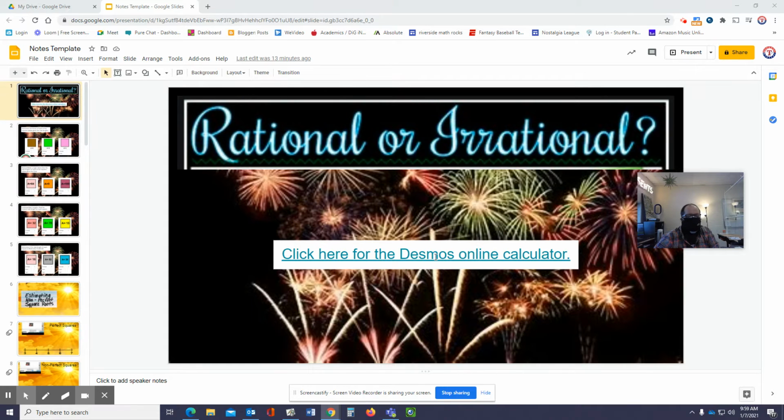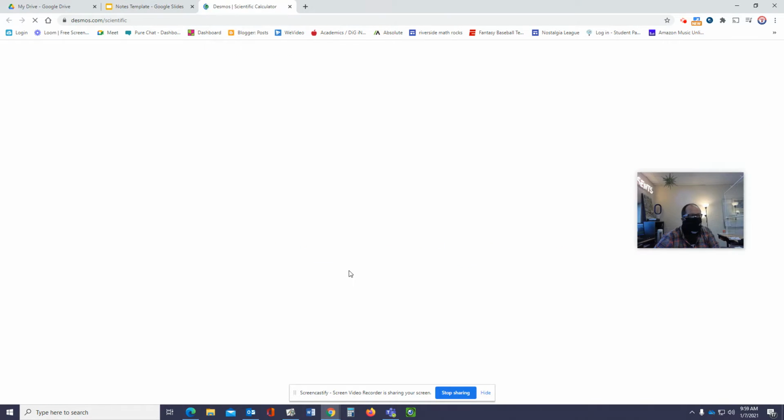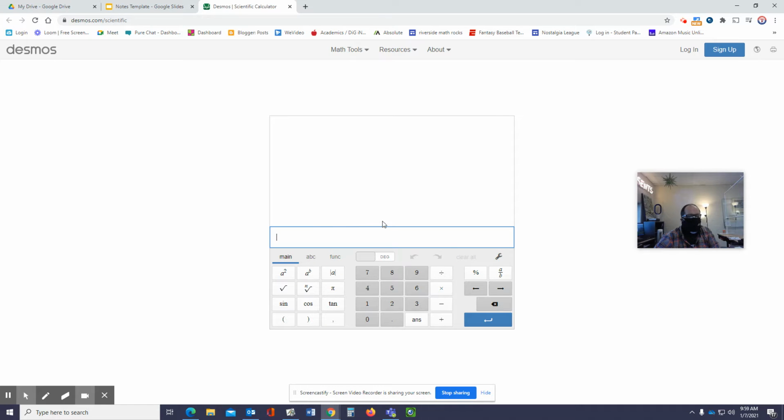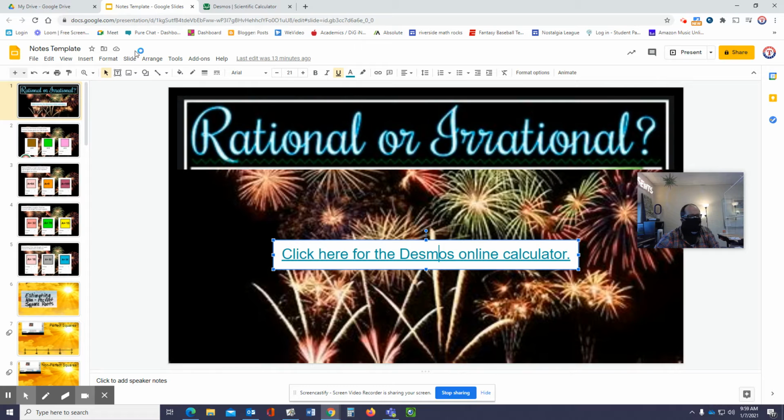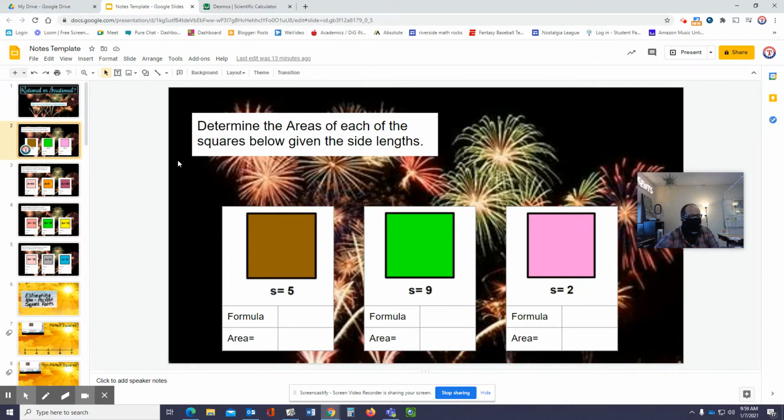Again, you will be using this calculator all year, so it is important that you know where it is and you have it bookmarked. We're going to click on this and open up the Desmos calculator right there. And it's going to look similar to this right here. So let's go ahead and work on the next slide here, slide number 2.